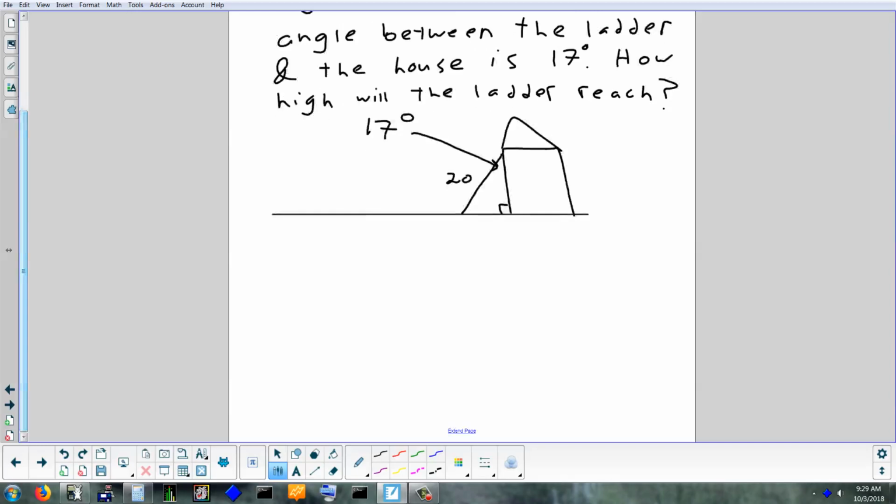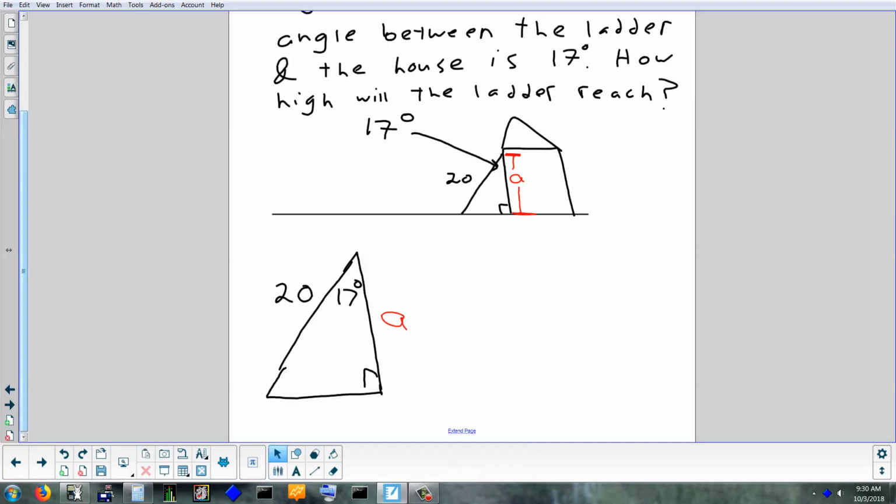So what I'm going to do now is just take the house out of the picture and turn it into a problem we've been doing. 20, 17 degrees. Draw that. Perfect. And now what I want to find is this. The distance from there to right there. That's the height of the ladder, which is the height of my triangle.